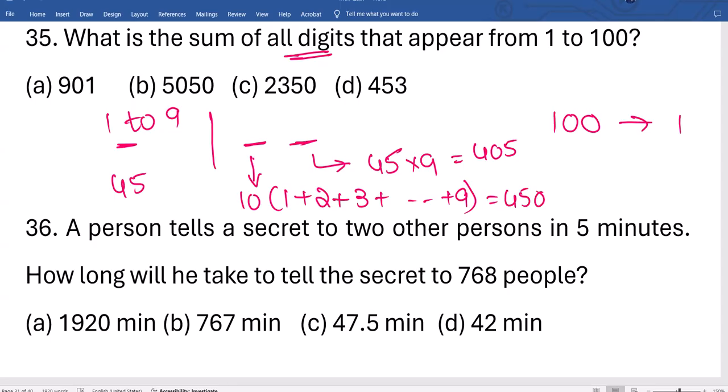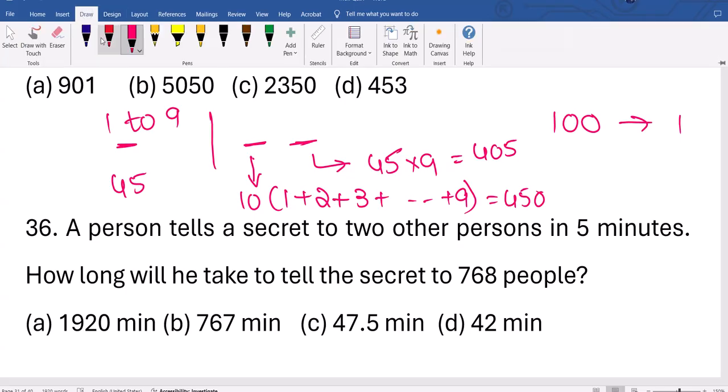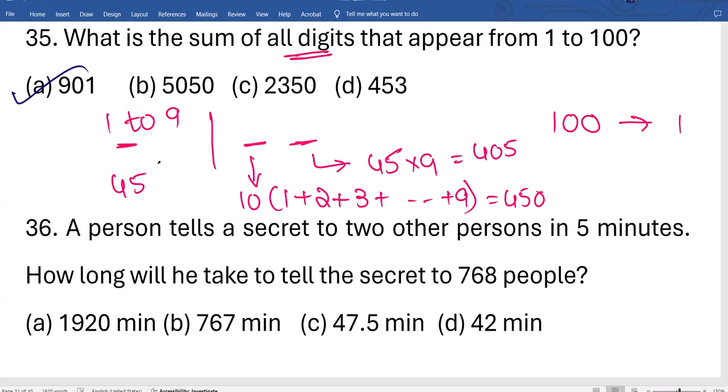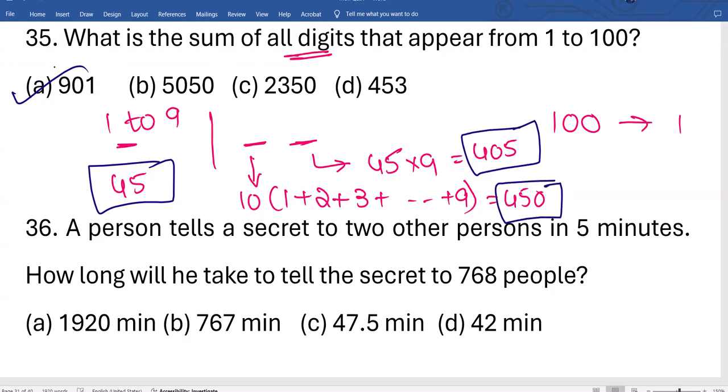Ignore the options, I am repeatedly telling you. If it is matching, fine. Or else, what's your answer? 901, is it? Here 45 into 9, 405, and the tens place will become 450. Here 450, 405, that gives 855, plus 45 makes 900. Here 901.